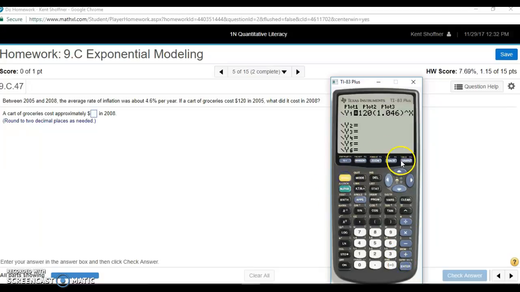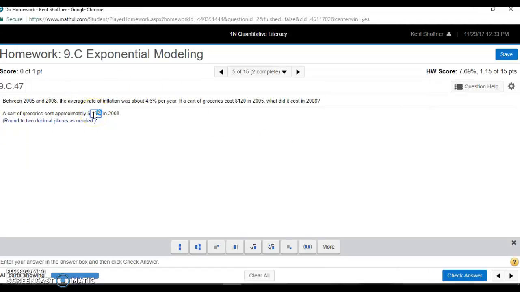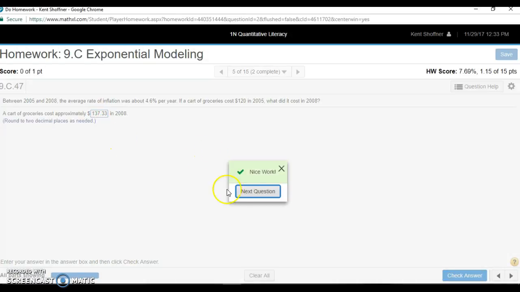I'm going to hit second graph to get to my table. There's my table of values. So notice we have 0 here. 0 represents year 2005. So 1 is 2006, 2 is 2007, 3 is 2008. So 2008 is what they're asking you to find. It's approximately $137.33. So it says round to 2 decimal places, so I'm going to type in $137.33, and let's see what happens. There we go, we got it.